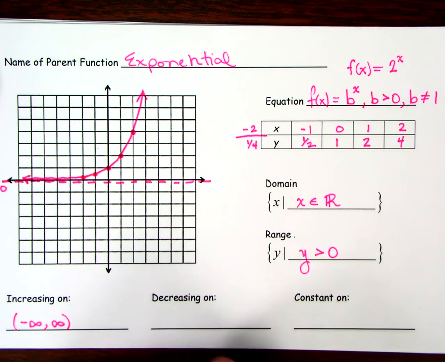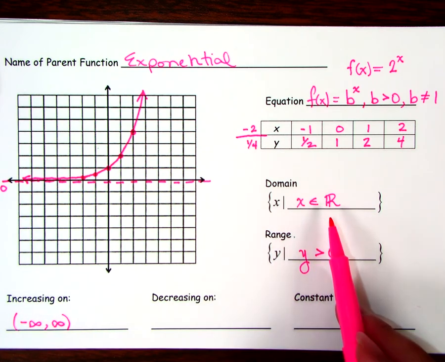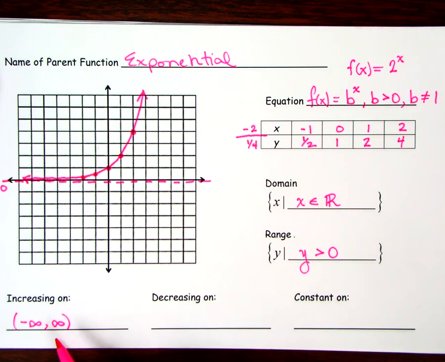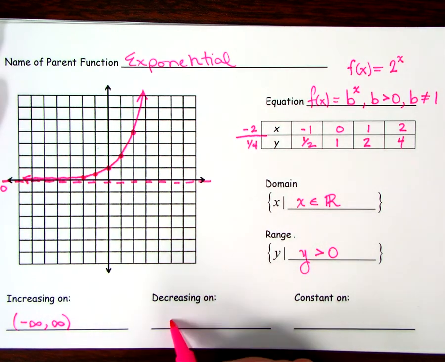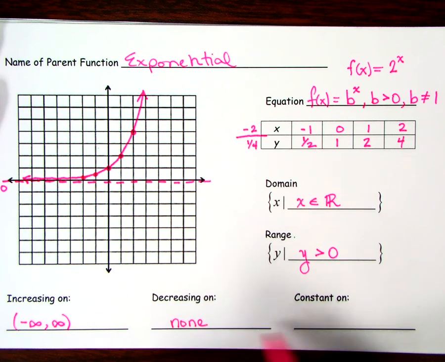And I'll put that in parentheses to indicate that it is an interval from this value to that one. Now this interval is actually the same as the entire domain. So that means this function is increasing on its entire domain, which means it can never be decreasing, and it's never constant.